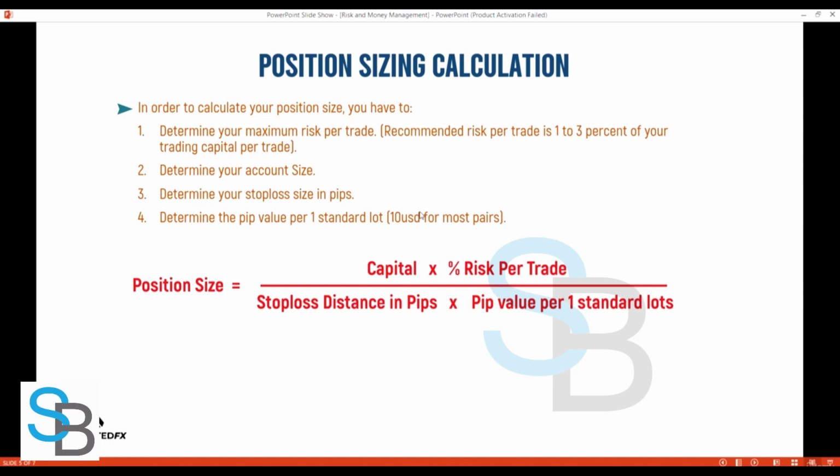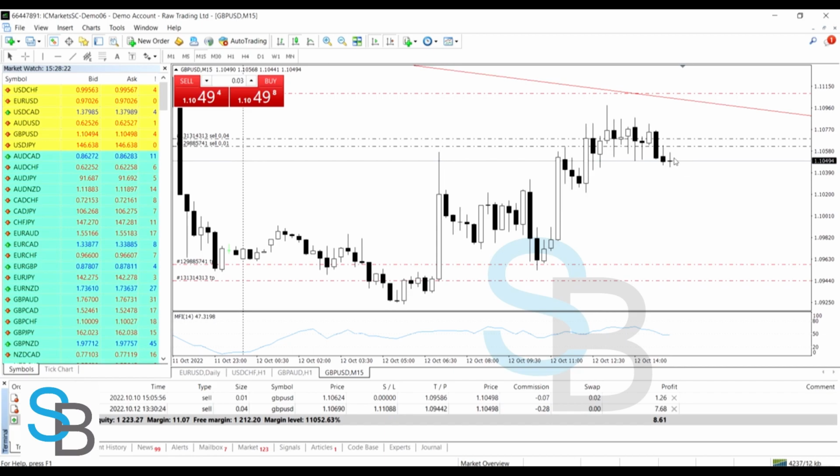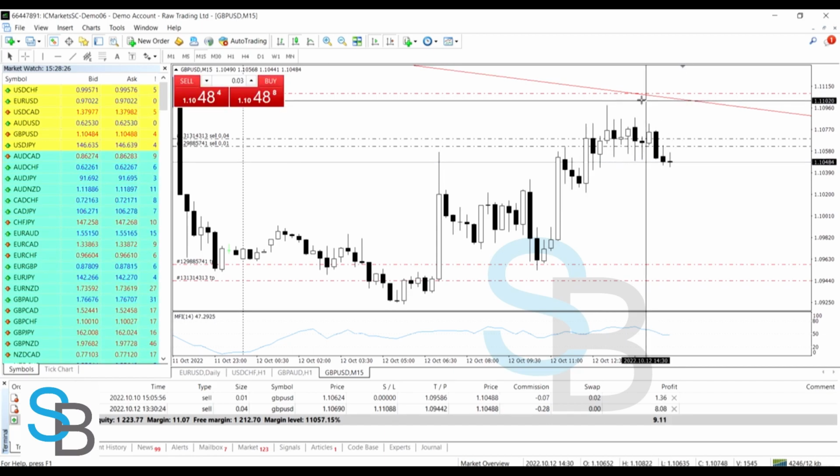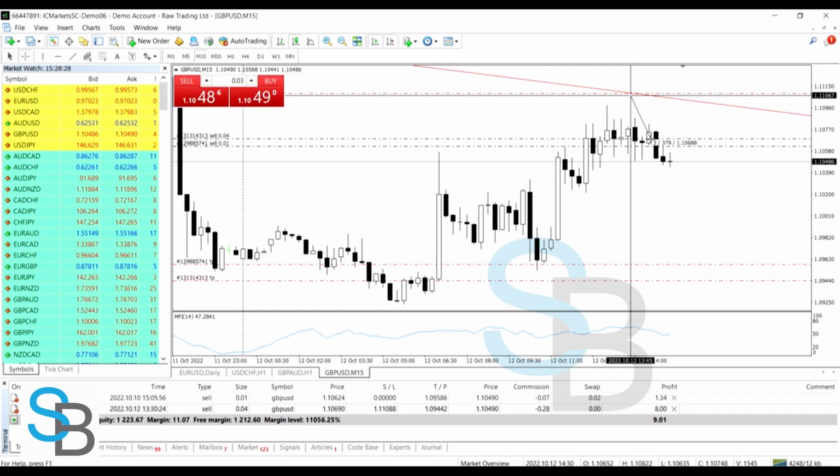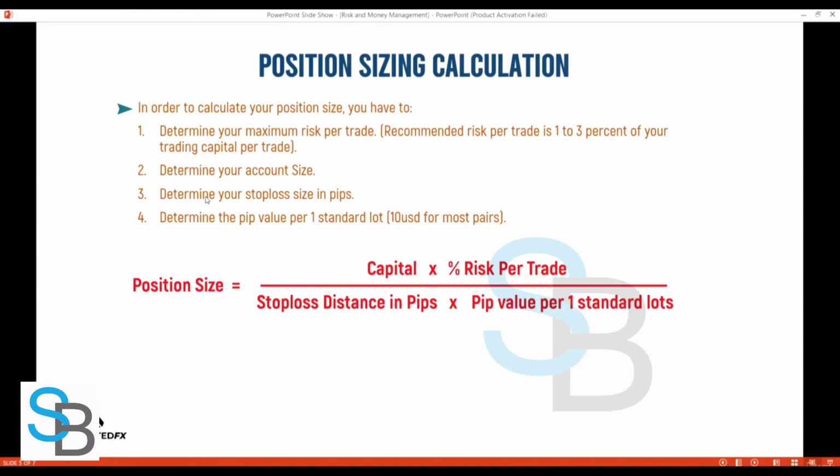Before you know the amount of lots you are going to use, you have to know how large your stop loss is, okay? Like how many pips your stop loss is. In this case, let's say it's 38 pips, right? So you have to understand that, yeah, I'm willing to risk 38 pips, okay? So these are some of the things you have to know.